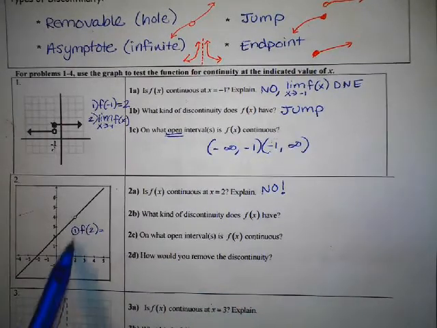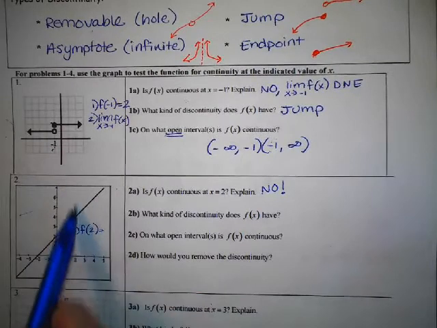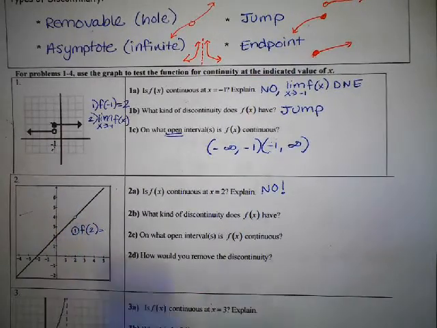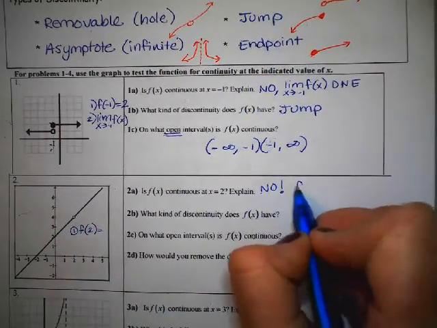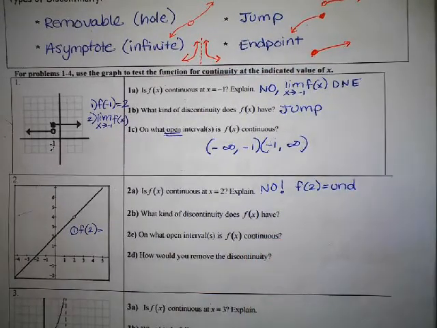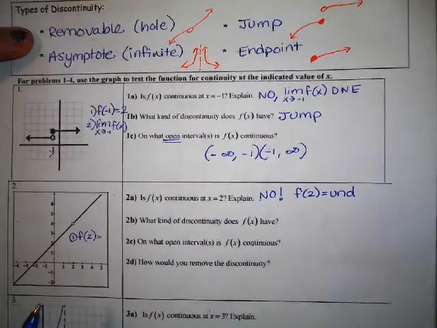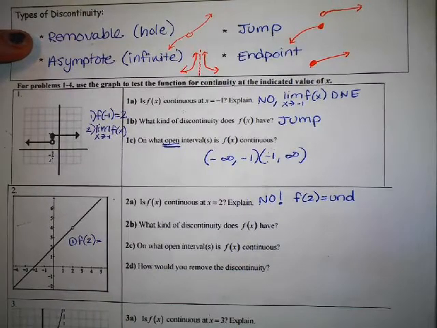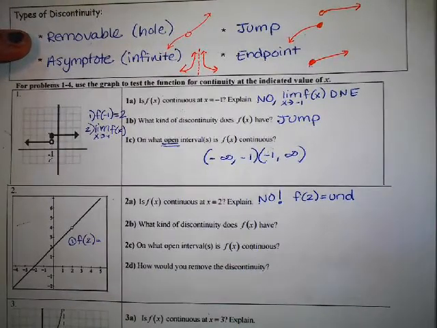So did f of 2 exist? Was there a point? No, there was an open circle. So my reasoning would be that f of 2 was undefined. Step 1 just did not work. What type of discontinuity? Take a minute and look at your choices up top and see what type of discontinuity this is.